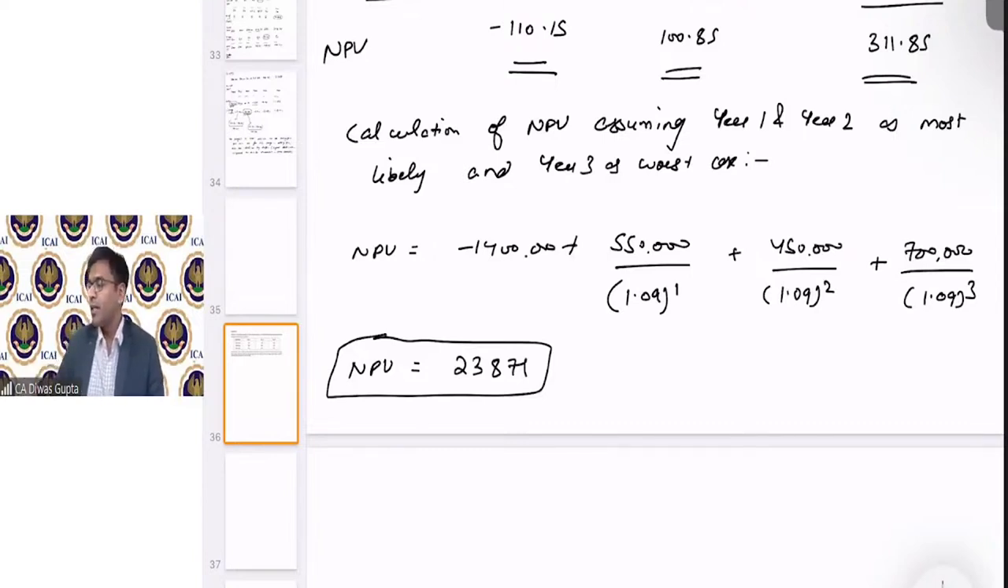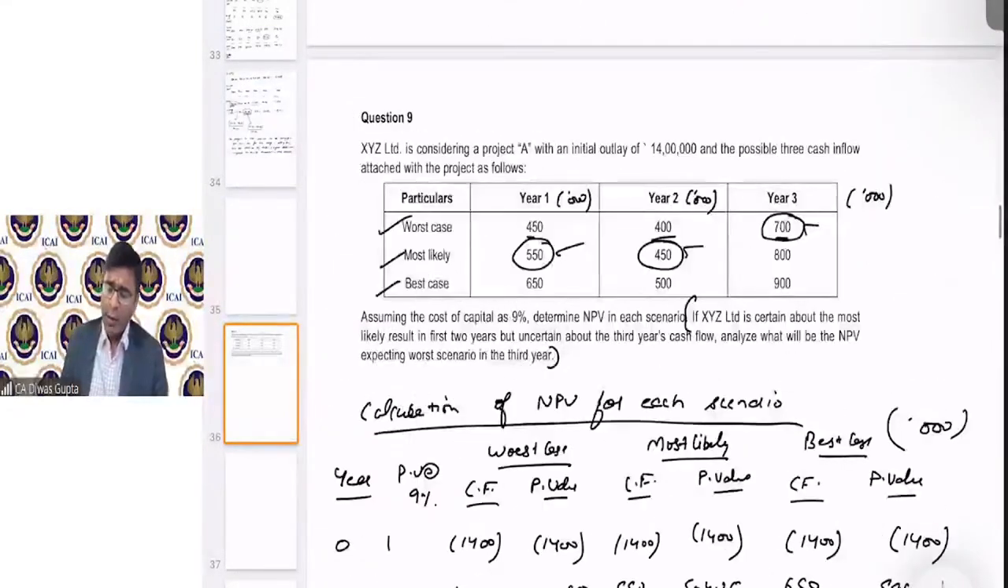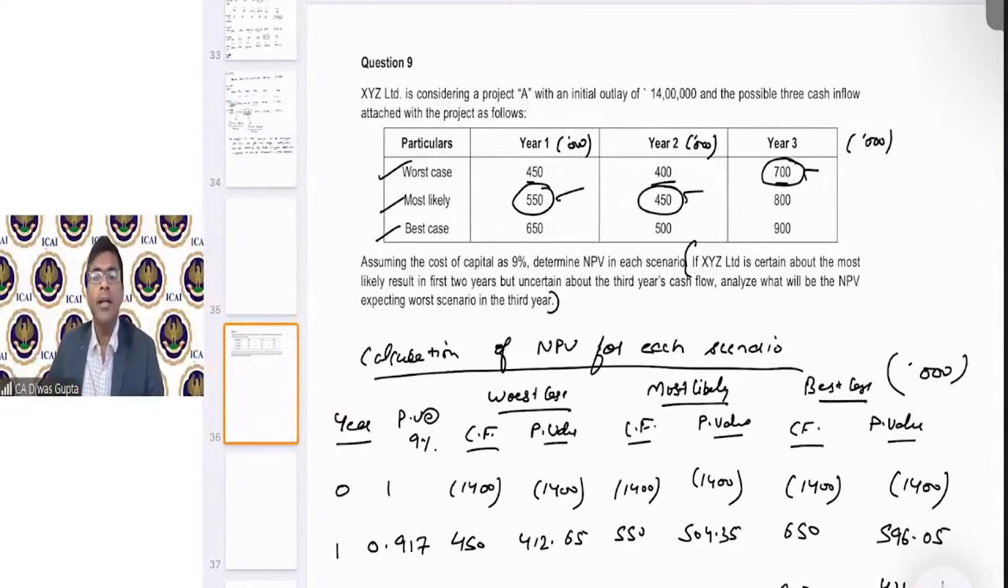Now, Manjunath is saying why we took rupees 7 lakh. Because Manjunath, the question itself says that about the third year cash flows, they are not certain. But they have asked us to expect that the worst case scenario in the third year will prevail. So we have just followed the question. Okay, Manjunath? Manisha is saying first 2 years we are sure to receive the cash flow.